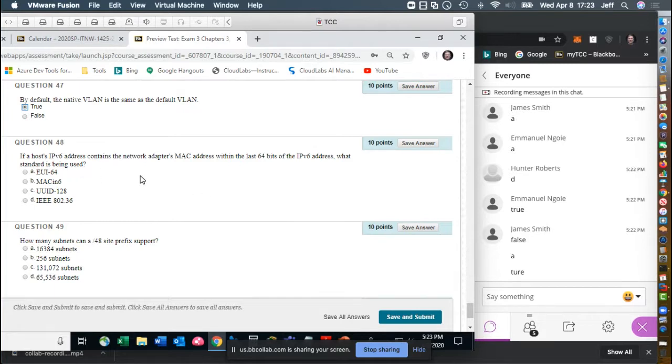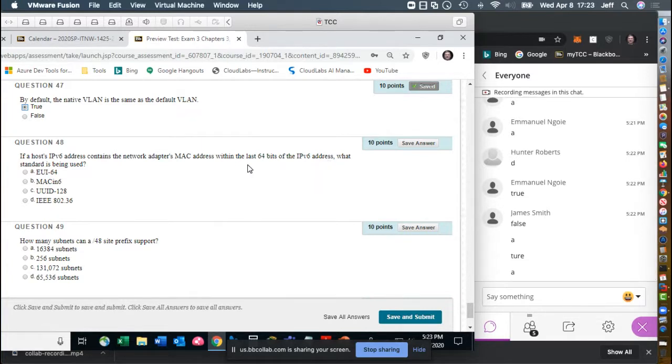If a host's IPv6 address contains the network adapter's MAC address within the last 64 bits of the IPv6 address, what standard is being used? A. Yeah, the EUI-64. All right.